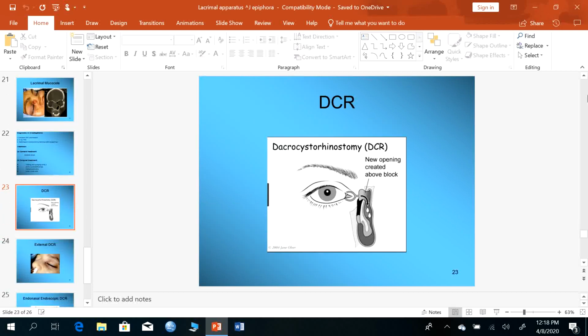What we do in dacryocystorhinostomy, DCR, is that we pass a tube from the inferior and superior canaliculus, then we tie this tube inside the nose and we make another drainage system for the drainage of the tears in the middle meatus of the patient.